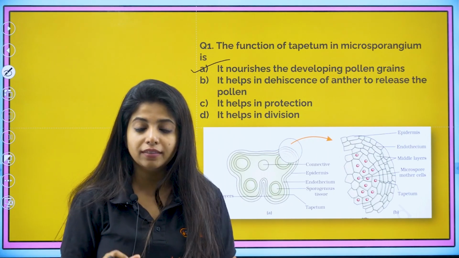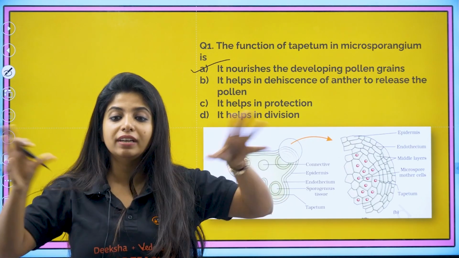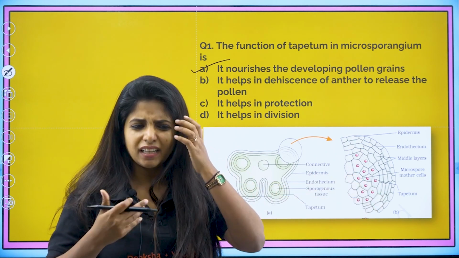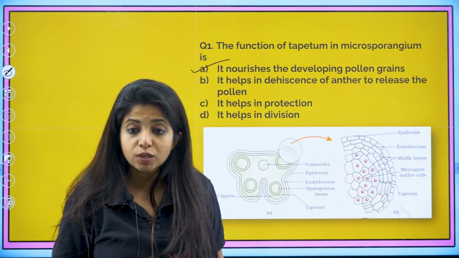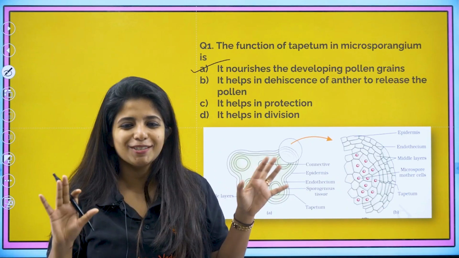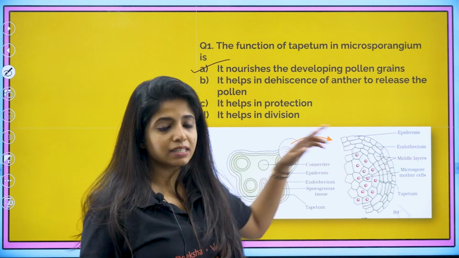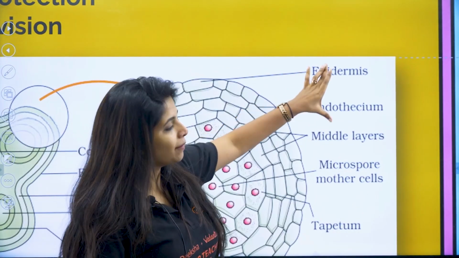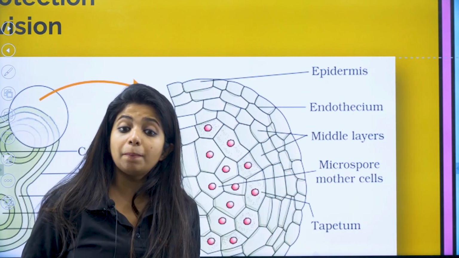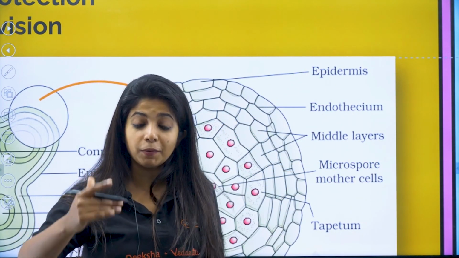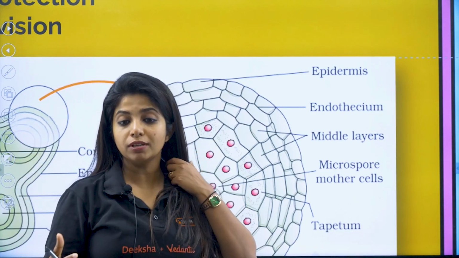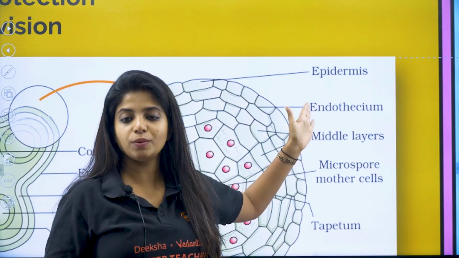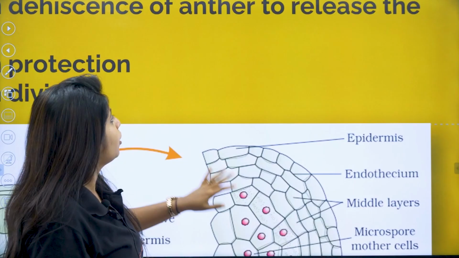It helps in dehiscence of anther to release the pollen. What do you mean by dehiscence of anther? The anther has to break open and then release all the pollen grains which are going to be made over here. So do you think this particular layer, that is tapetum, is going to help in the dehiscence of anther? Well, if you think so, that is wrong. There are 3 separate layers, that is epidermis, endothecium and middle layer, which are the outer layers which take part in the dehiscence of anther. So the question can be framed in another way: which are the parts which help in dehiscence of anther? These are EEM: epidermis, endothecium as well as middle layer. Tapetum is just for nourishing.